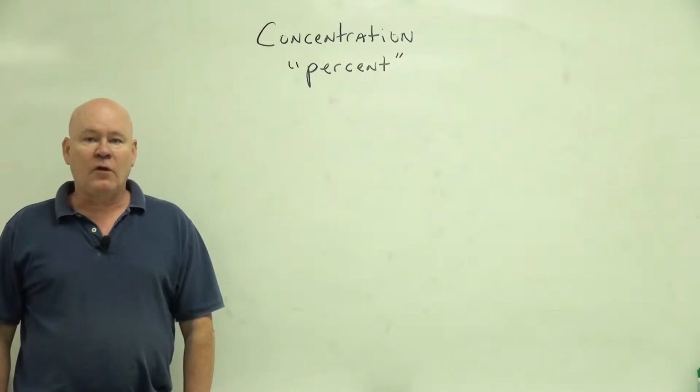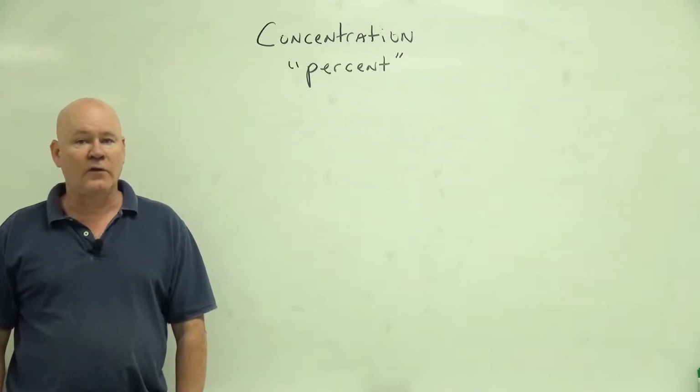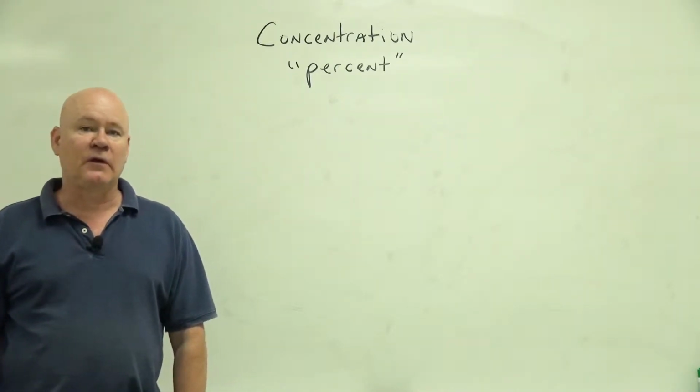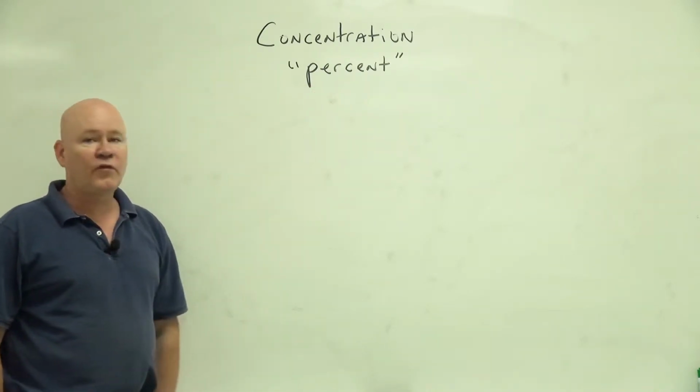Now we have something called concentration. Concentration is the amount that's dissolved, and there's several ways of saying what the concentration of something is. And one of the ways that we can do concentration is something called percent.